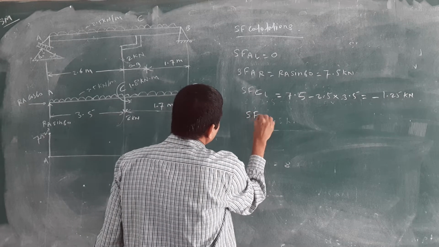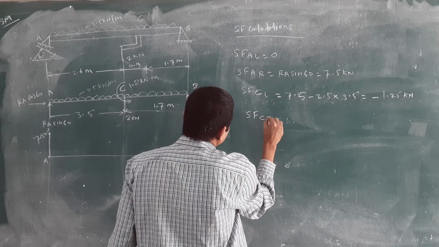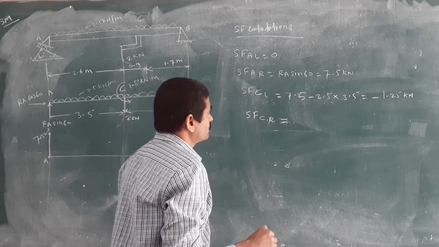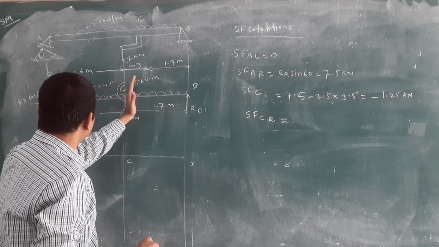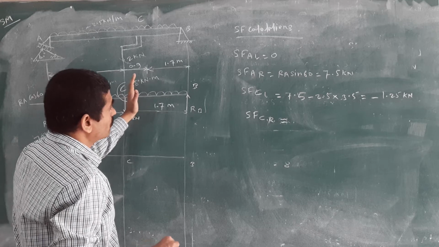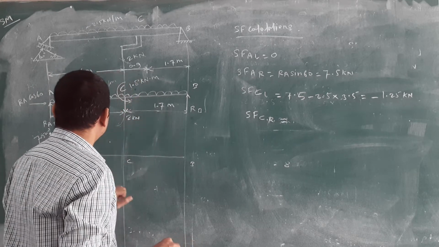Then in a similar way, you have to calculate the SF at C, just right side. We are coming just right side of this. Okay, you will get which value? Check that. We will check.